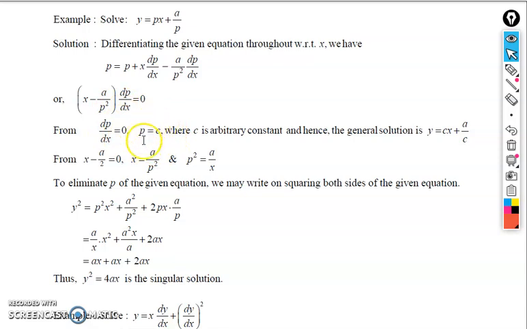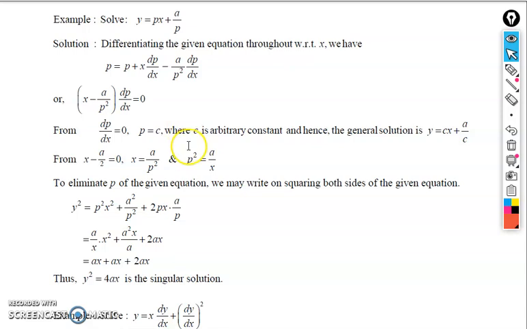Integrating both sides, we get p equals c, where c is the constant, and we can easily find the general solution. This becomes y equals cx plus a by c. When we consider the other term, x minus a by p square equals 0, x equals a by p square, and p square becomes a by x. If we put this value of p in equation 1, that means the given equation, we can find the singular solution of the given equation.